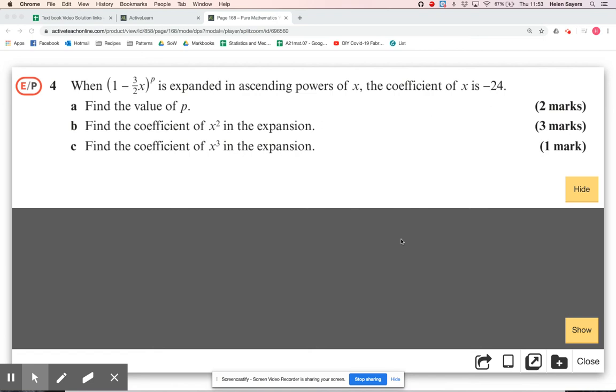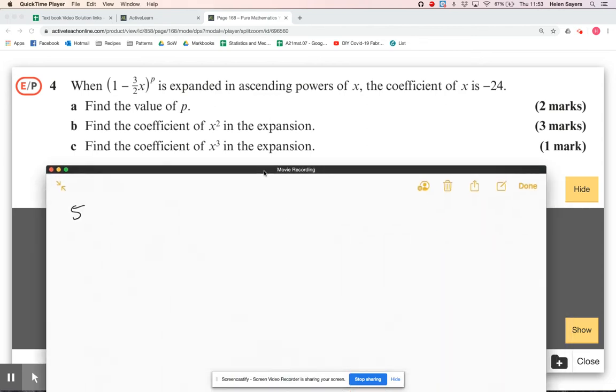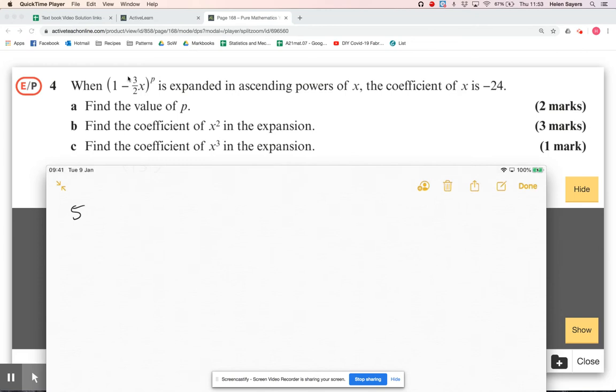Okay, we're looking at the first year core textbook, and we're on mixed exercise 8 on binomial expansion. Question 4, so this is an exam question and also problem solving, so possibly not completely straightforward. I have to think a bit about how we're going to tackle it. Okay, so when we expand this, the coefficient of x is minus 24. Well, let's have a think about what would happen if we did expand those brackets out.